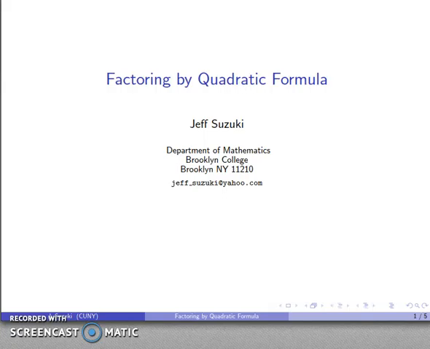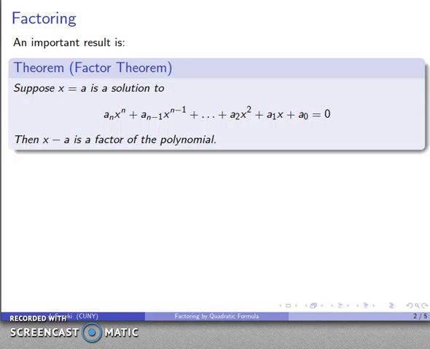Once we have the quadratic formula, we can use it in order to factor quadratic expressions. So this emerges from an important result in mathematics known as the factor theorem. Suppose I have a solution to polynomial equal to zero. So I have some polynomial, and it's an equation where that polynomial is equal to zero, and suppose a solution falls out of the sky and hits me on the head.